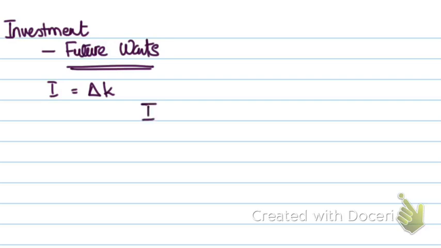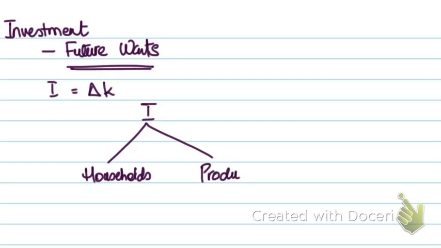So investment can be divided into two broad categories. One is household and the other one is for producers. So households is basically a residential investment, that is, creation of new homes.